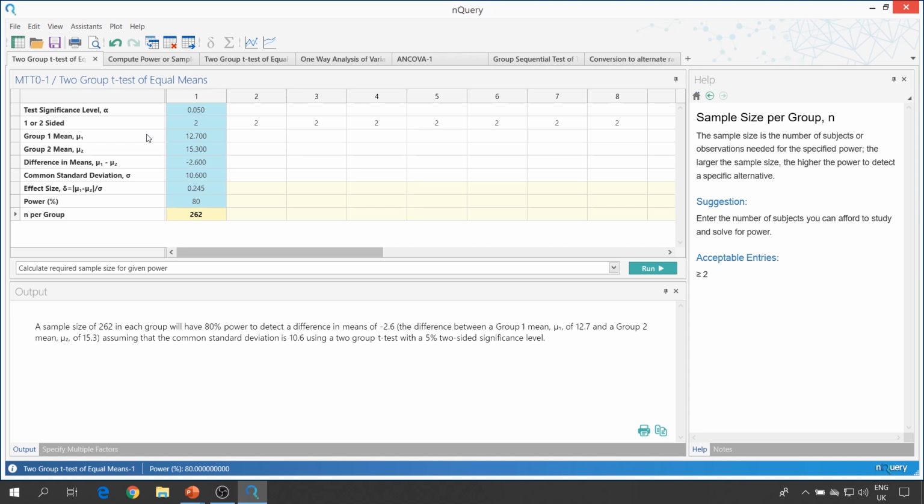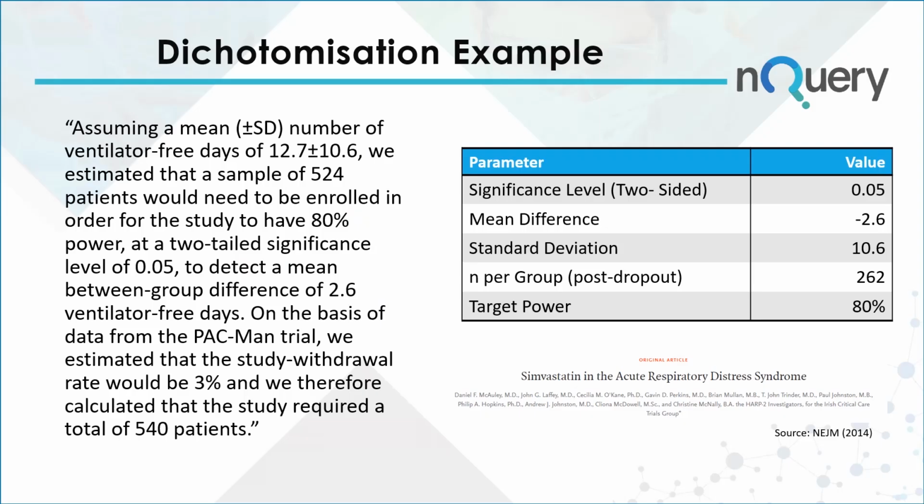So what's today's focus? Well, we've done a sample size calculation and this has got 262 per group. But let's imagine for a moment that instead of doing a sample size calculation using continuous data, they decided that either you were a responder or you weren't a responder. Basically, depending on how many ventilator-free days you had, you're either doing well or you were doing badly.